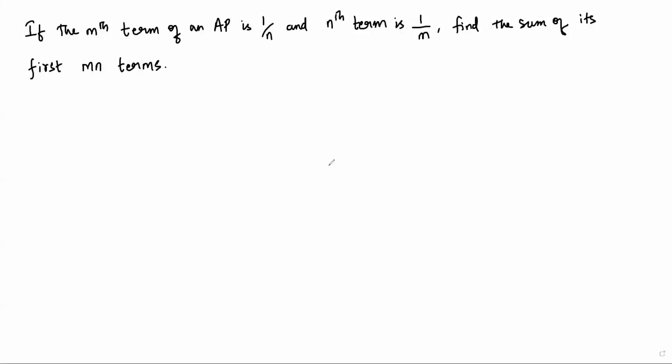Here we have a math problem on arithmetic progression. Okay, let's go through the information we have. The mth term of an arithmetic progression is 1 over n and the nth term is 1 over m. Find the sum of its first mn terms.